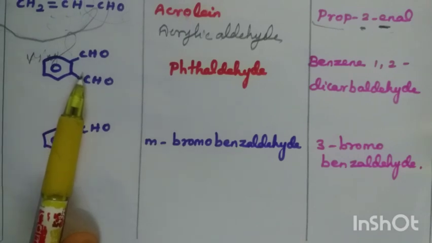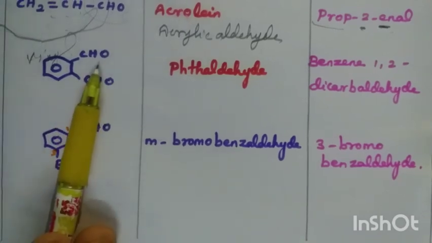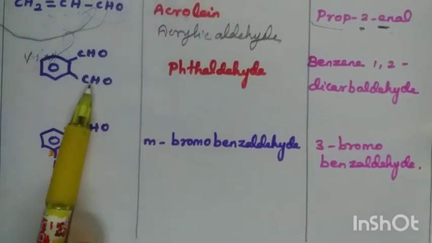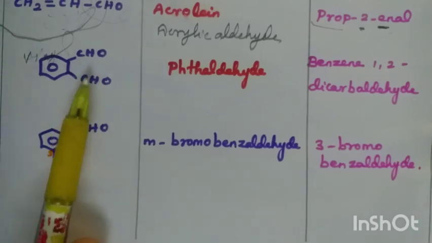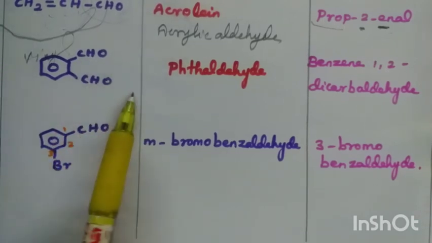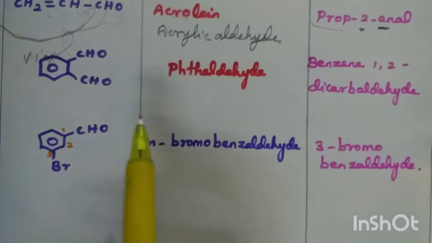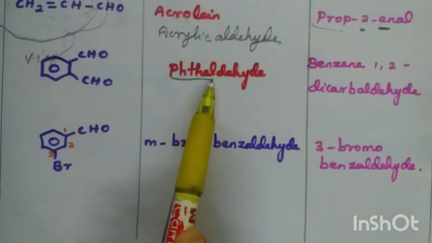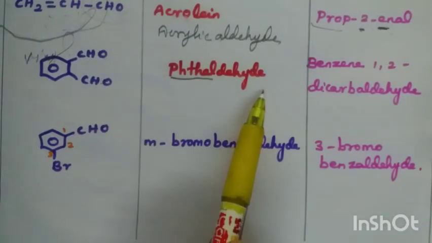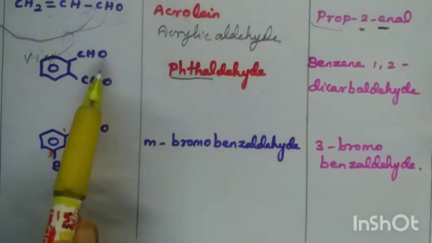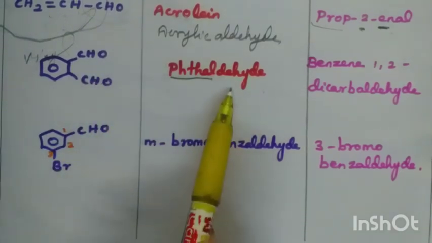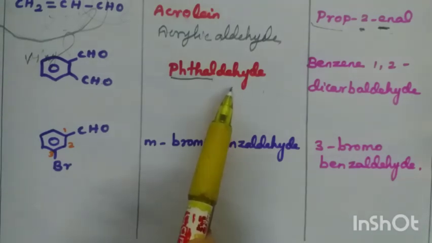Benzaldehyde. Benzene ring. If only one CHO, it means benzaldehyde. If there are 2 acid or aldehyde groups on adjacent carbons, it is called phthal. If it is an acid group, it means phthalic acid. If it is aldehyde, no, here it is aldehyde, so phthalaldehyde.